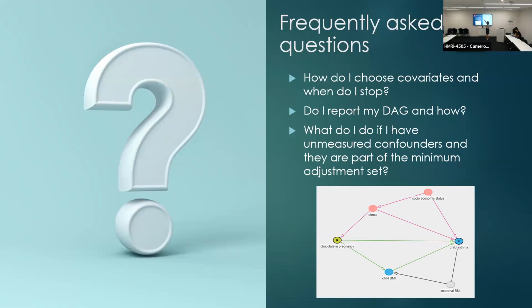We've already talked about how you choose them, and I said just choose the main ones, don't make it too convoluted. Where you report it is up to you, but it is quite nice to put it in your appendix if you can. So that's pretty much it.